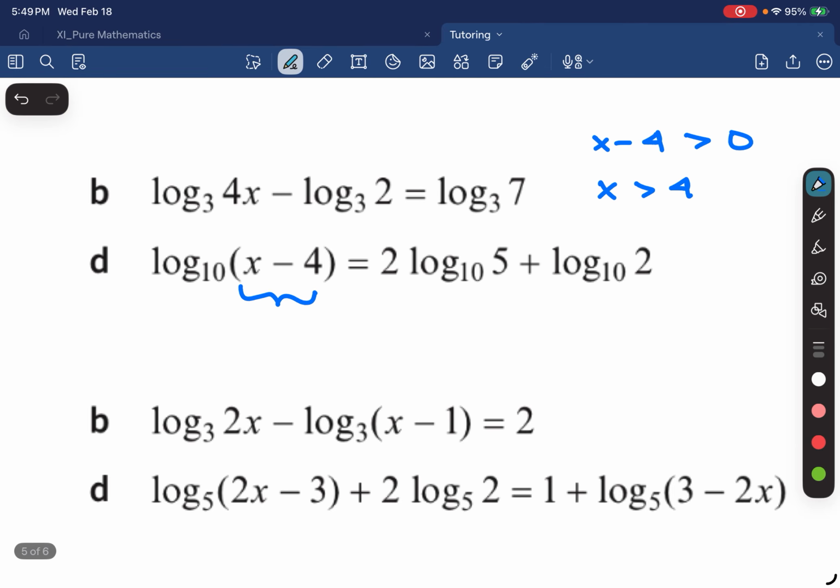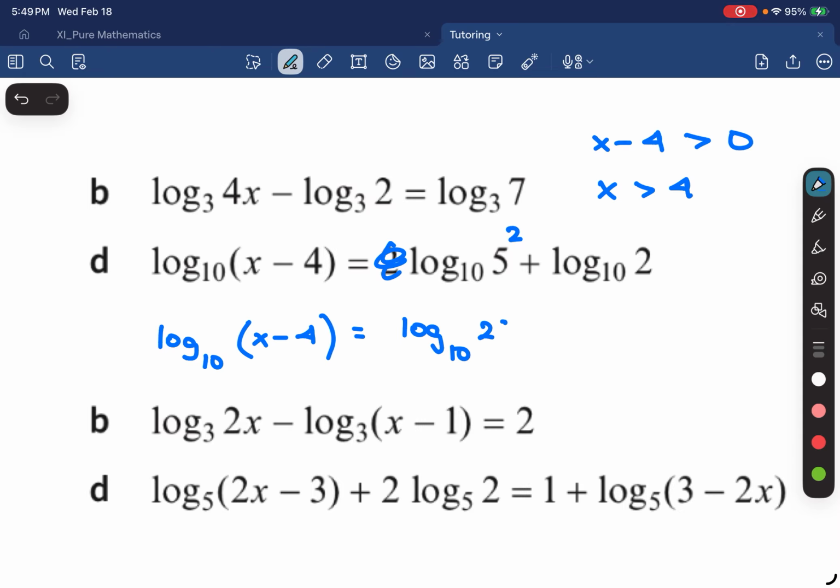Now, the left-hand side we can keep as it is, but we can simplify the right-hand side. This is going to be log base 10 of 5 squared, as I previously mentioned, we always want no number in front. So 5 squared is 25, plus log base 10 of 2. We can simplify this further because 25 times 2 is 50.